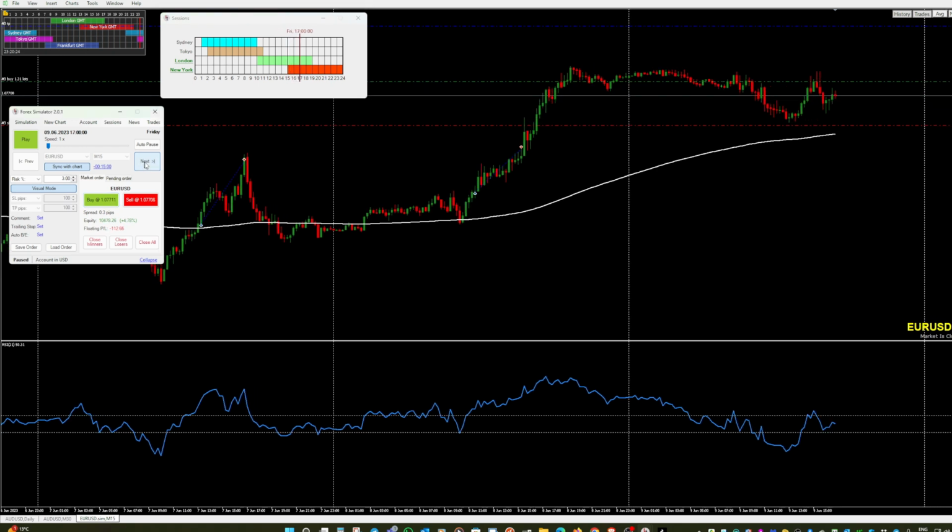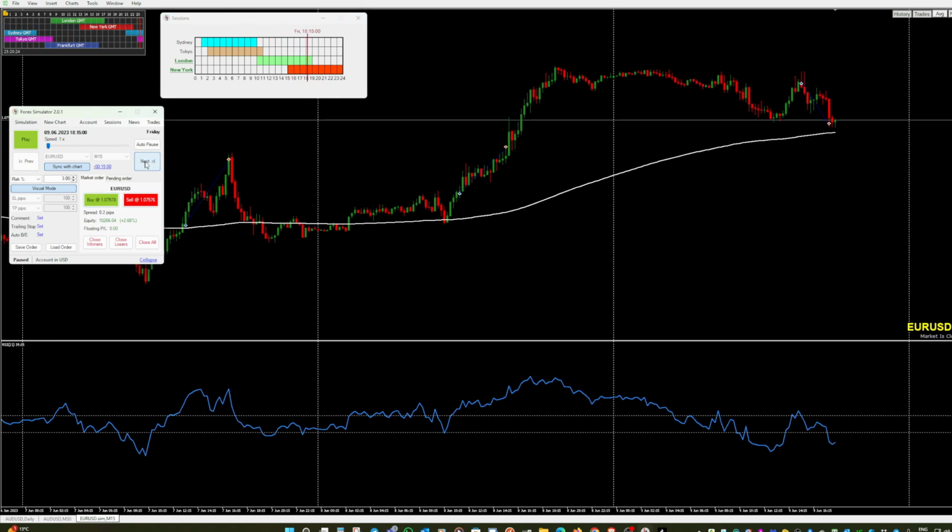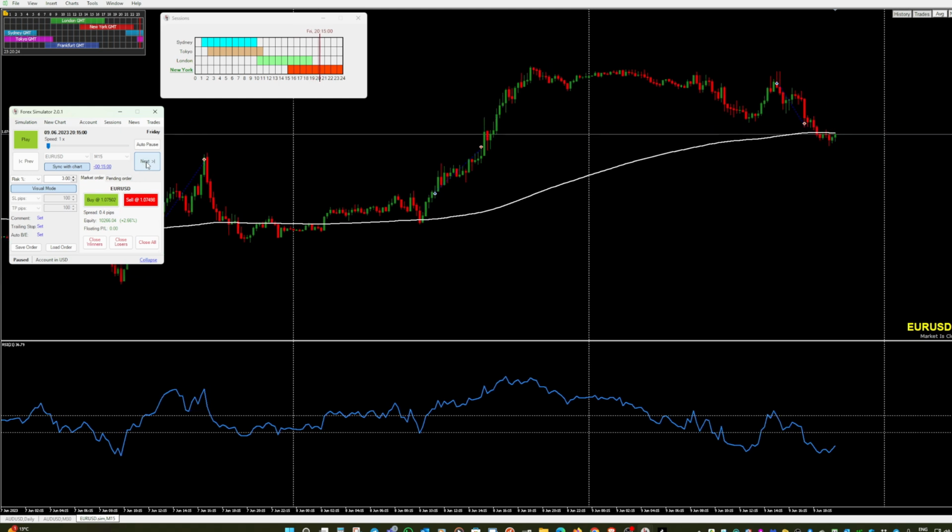And this one looks like it's going to probably hit the stop loss. Yeah, it did. So we lost on that one. That's okay, not a problem. We'll just go to the next day.